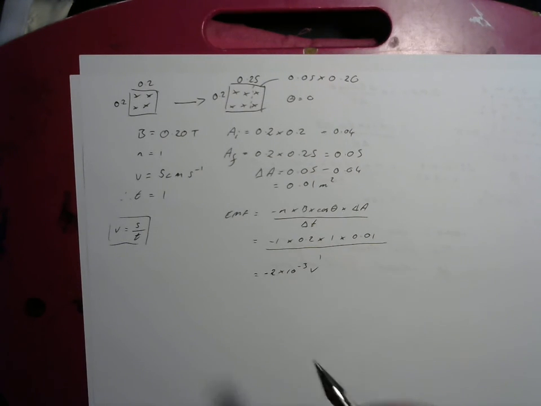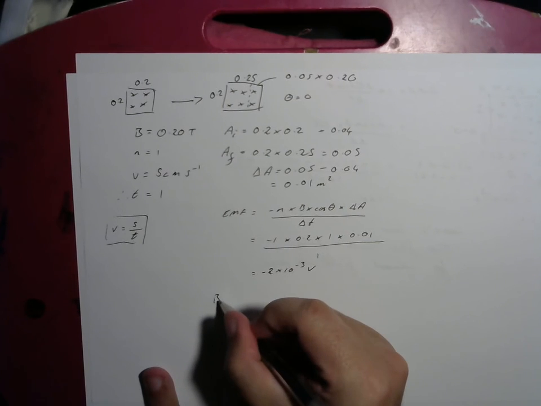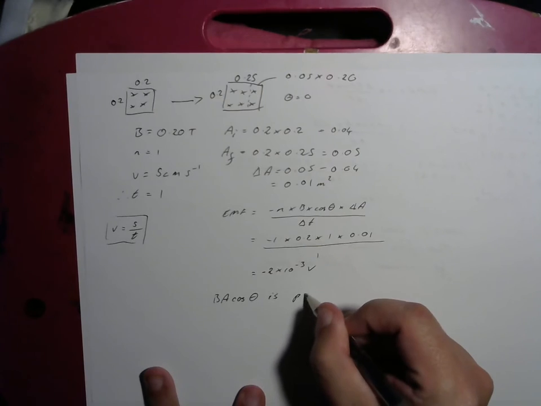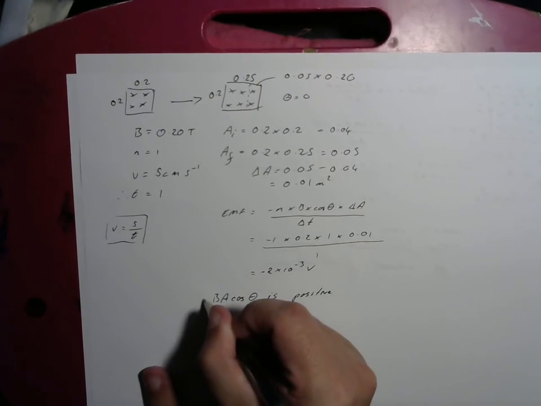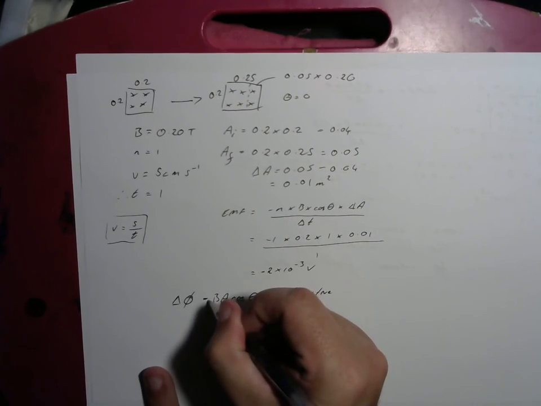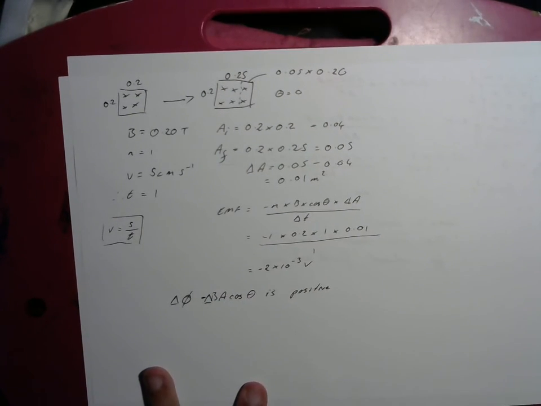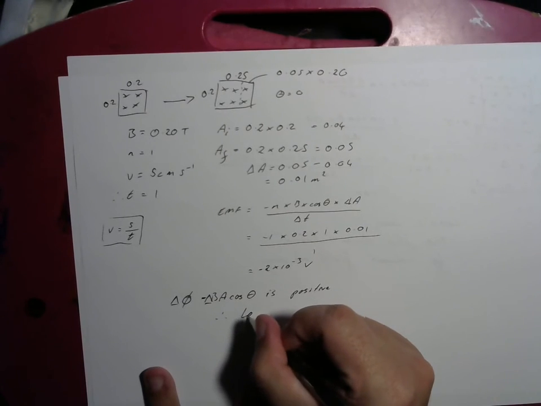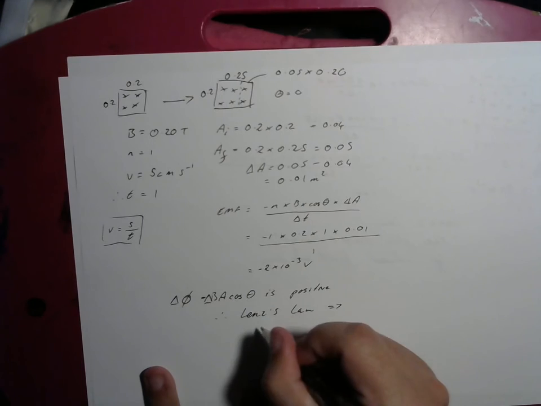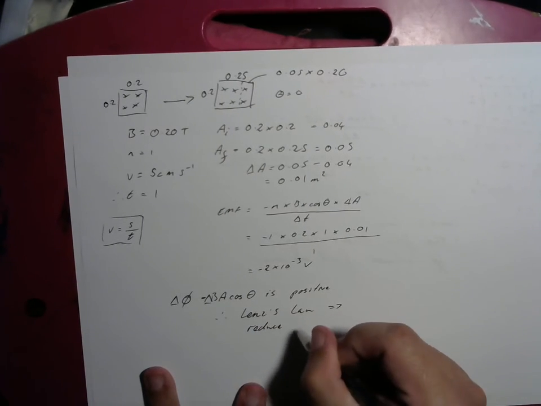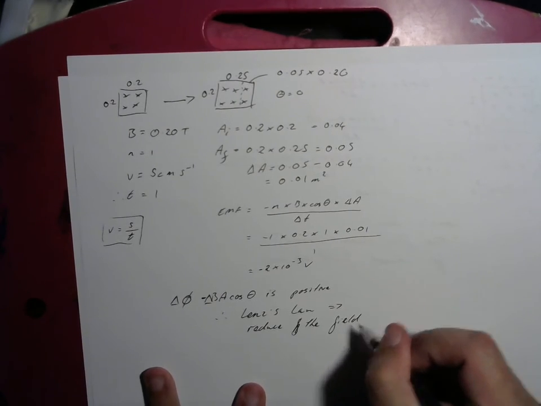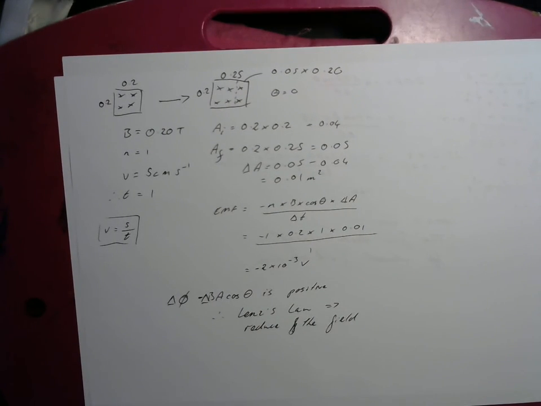Okay, so let's just show this. B A cos theta is positive. Remember, BA cos theta equals the flux, and that's our change. Therefore, Lenz's law means we reduce the field. Because it can't reduce the area, the only thing it can reduce is the field.